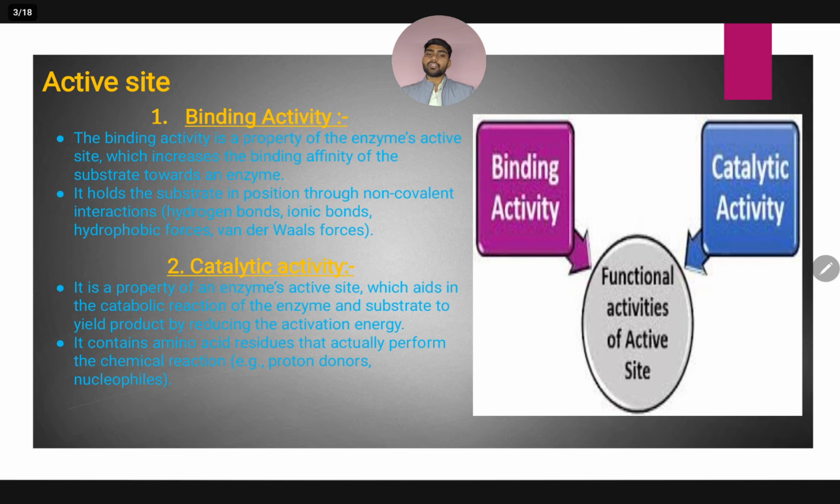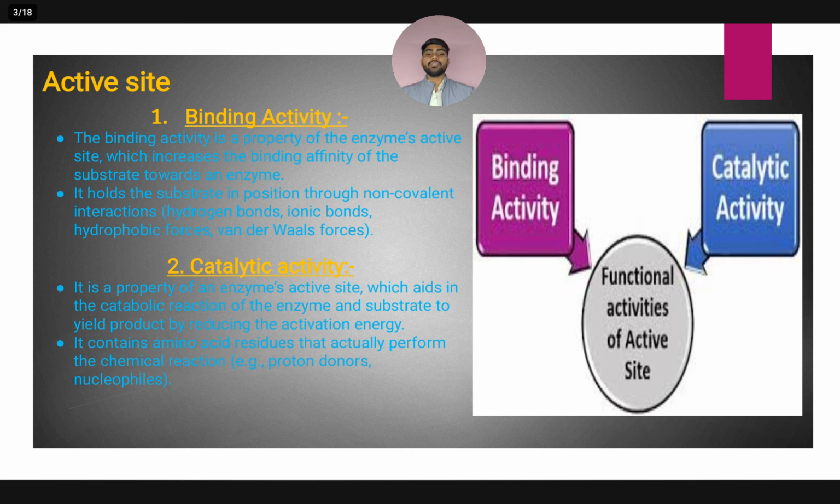We can divide the function of the active site into two main activities: binding activity and catalytic activity. First, the binding activity. This property increases the binding affinity of the substrate toward the enzyme. The active site holds the substrate in position through non-covalent interactions, such as hydrogen bonds, ionic bonds, hydrophobic forces, and van der Waals forces. Second is the catalytic activity.